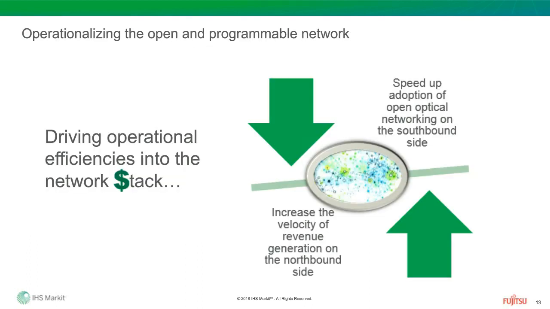Thanks, Dave. What I'd like to get into as a key theme here is operationalizing the open and programmable network. We'll talk a lot about open models, APIs and automation today. One of the key focus areas is how operators operationalize and deploy these networks during their network modernizations. Some of the key driving forces there are speeding up adoption of your optical network, and on the northbound side, increasing the velocity for revenue generation and services that you can build over this new network. That's a key theme for operationalizing the network.